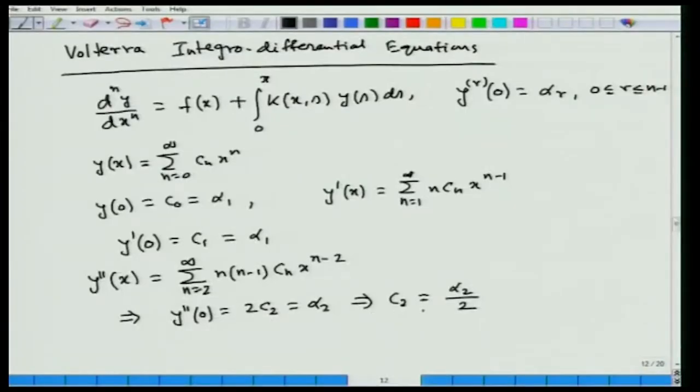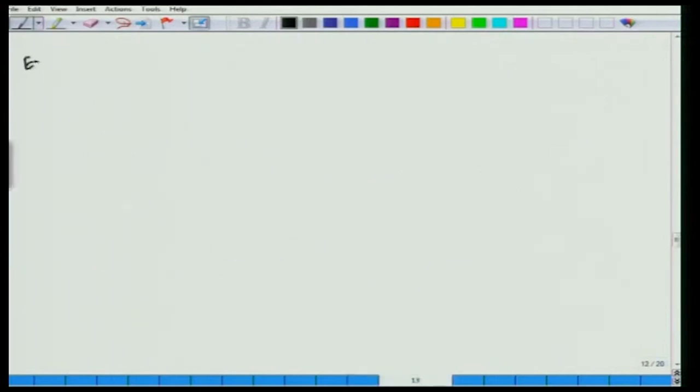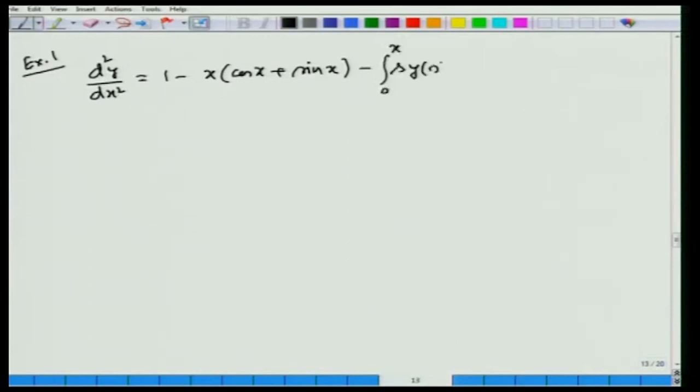So, that means we can either find a recurrence formula or we can calculate the first few constants, C0, C1 up to Cn, and find a power series solution for this kind of Volterra integral differential equation. We consider one example with which we can illustrate the idea, that is d2y/dx2 equal to 1 minus x cos x plus sin x minus integral 0 to x s y(s) ds with the initial conditions y(0) equal to minus 1, y dot(0) equal to 1.